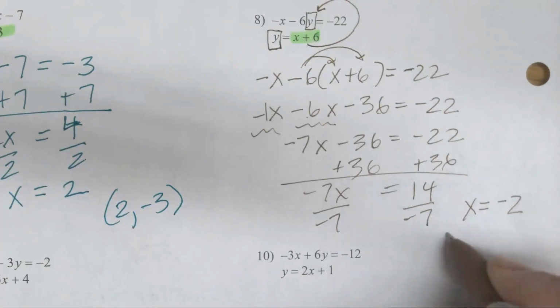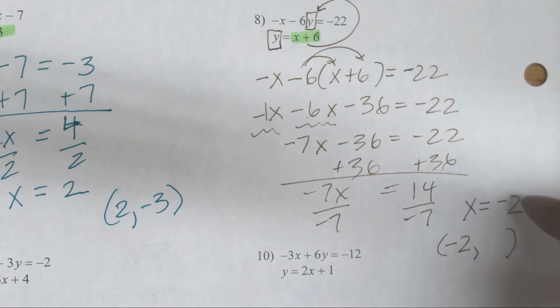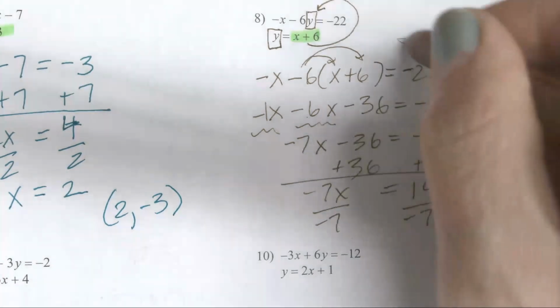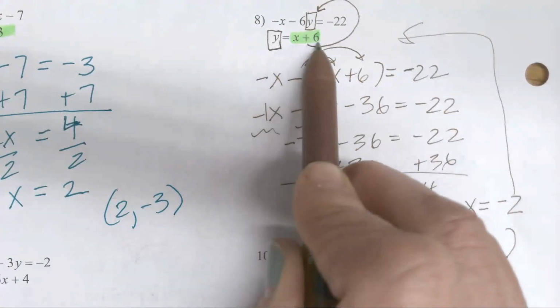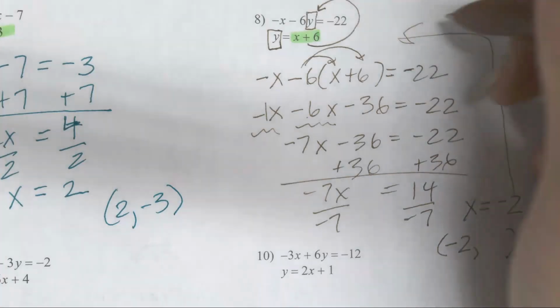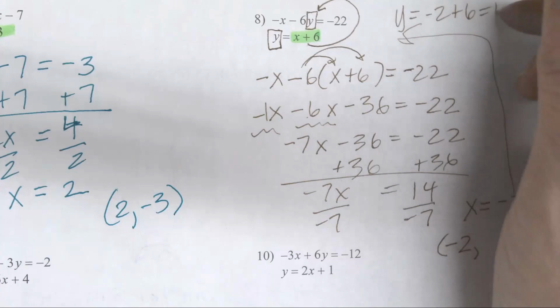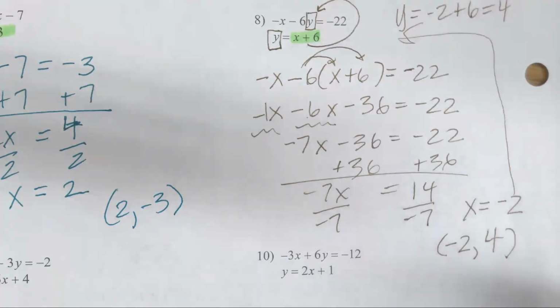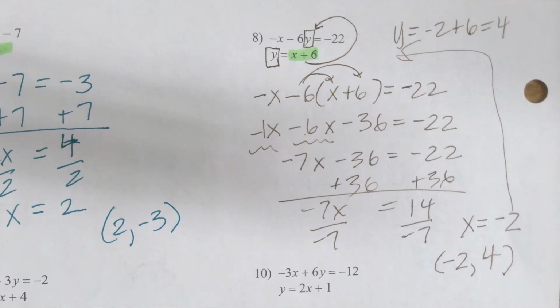So I have my x. Now I need to go back up here and find my y. I always put it in the easier of the two equations. And that second one is the easier equation. So y equals negative 2 plus 6, or 4. So 4 is my answer. Oops, I should have made that visible for you. So 4 is my answer.